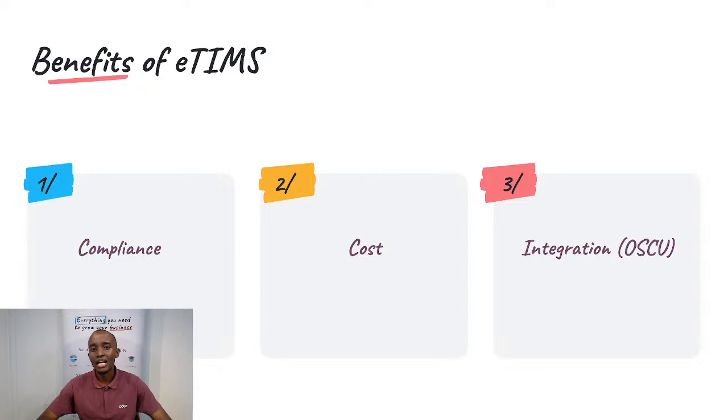Finally, another aspect of eTIMS is that it has different solutions. One of them is what we call OSCU. OSCU means Online Sales Control Unit. Why I'm mentioning this solution is because it allows for system-to-system integration, meaning that using an ERP solution such as Odoo, you are able to integrate to eTIMS and carry on your business seamlessly.